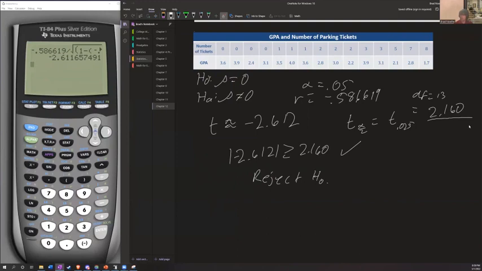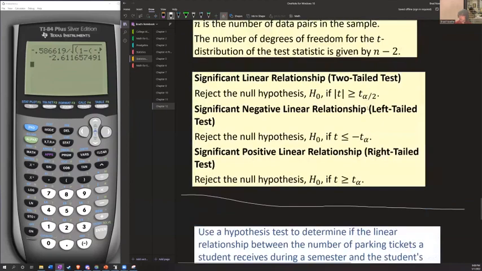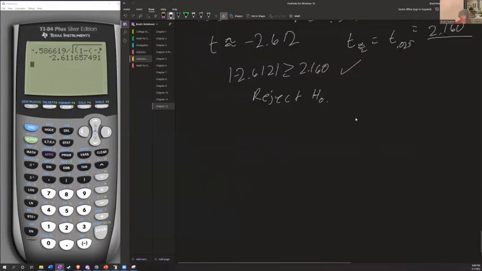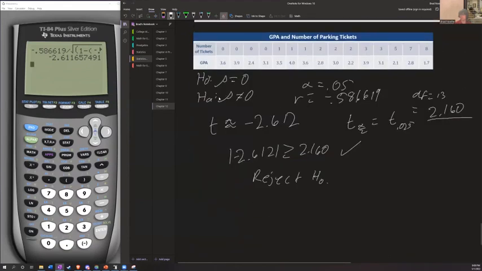That tells me that then I compare the absolute value of my T with this T sub alpha over 2. Since it is greater than or equal to it, per this, I reject my null hypothesis. So that tells me that I accept my alternate hypothesis, then, that there is a statistically significant relationship. Note, I am not saying whether or not it is positive or negative. I am simply saying that a relationship exists. Okay.